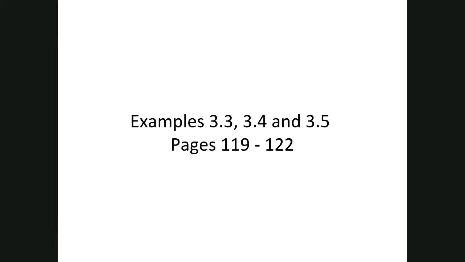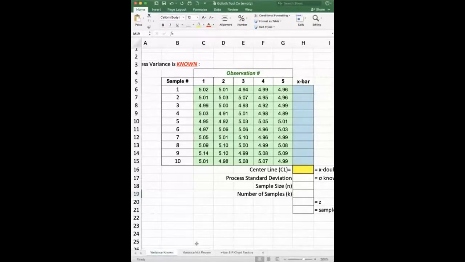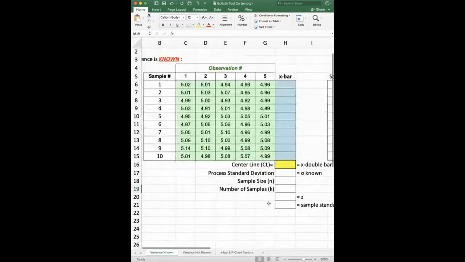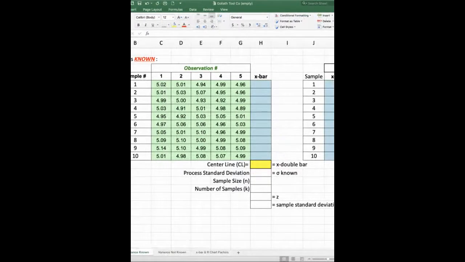Right now, I want to pause the presentation and show an example in Excel. I'm going to work an example for you in Excel. These two examples are going to be the Goliath Tool Company. You find this first example beginning on page 119 of your textbook. What I'll do is read that briefly, then we'll talk through and work this example, the Goliath Tool Company. Let me expand this spreadsheet just a little bit for you. There we go. That'll be enough to get us going, I think.